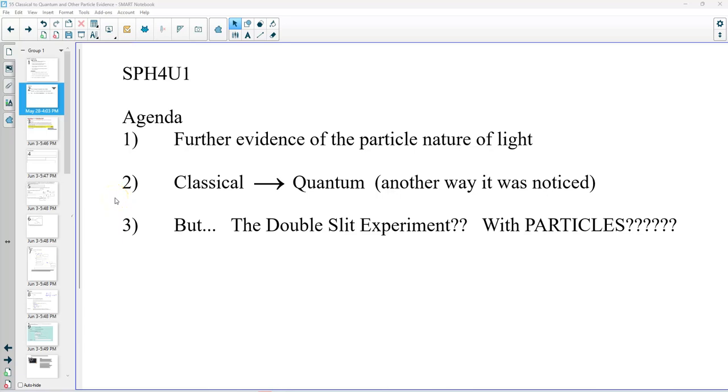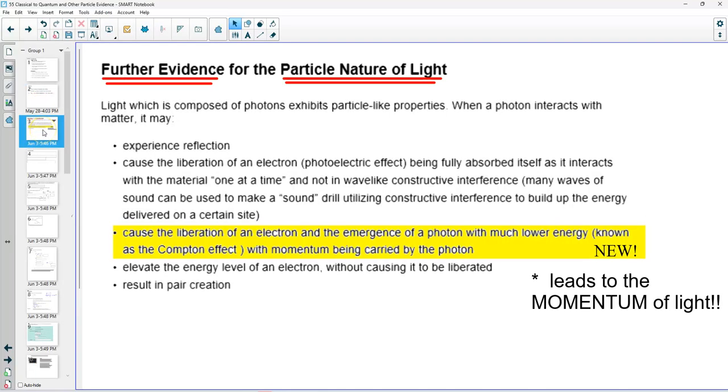All right, so a little bit more evidence of the particle nature of light, and then the official switch, the official transfer in our minds here, from classical physics to quantum physics. And then we have to look back at the double slit experiment, or the single slit experiment for that matter, because there's interference patterns in both. And we're going to see that that happens with particles. So spoiler alert there.